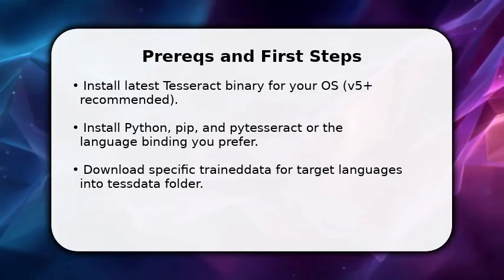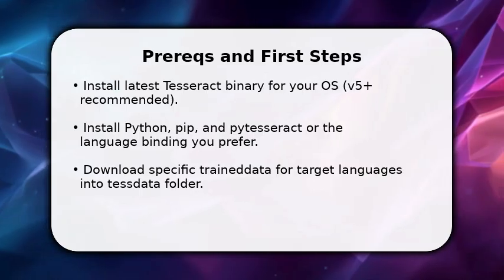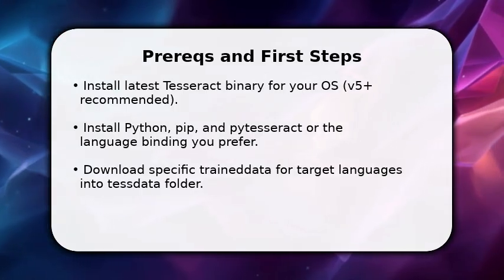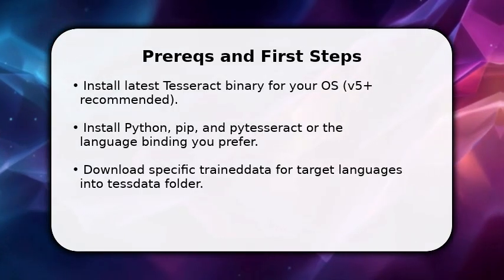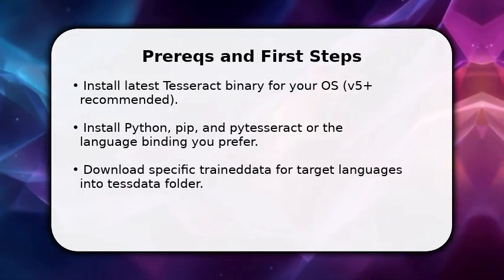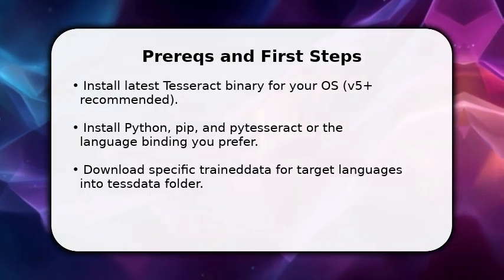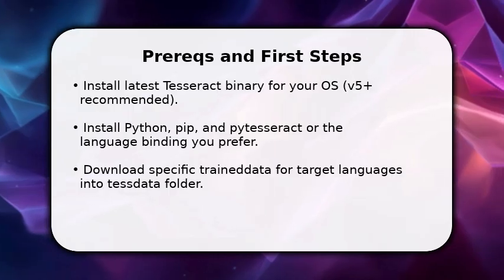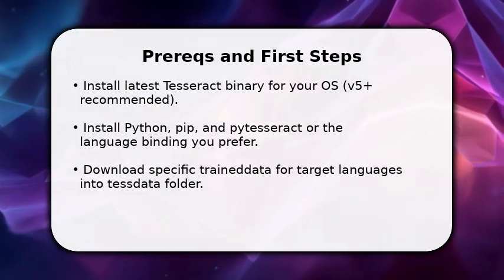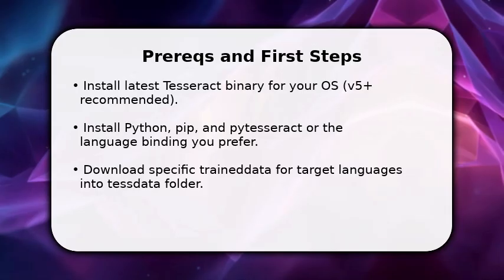You begin by installing the essentials. Get the Tesseract V5 Plus binary for your operating system and confirm it runs from the command line. Next, install Python and pip if you plan to script OCR, then add Tesseract. If you prefer another binding, install that instead.